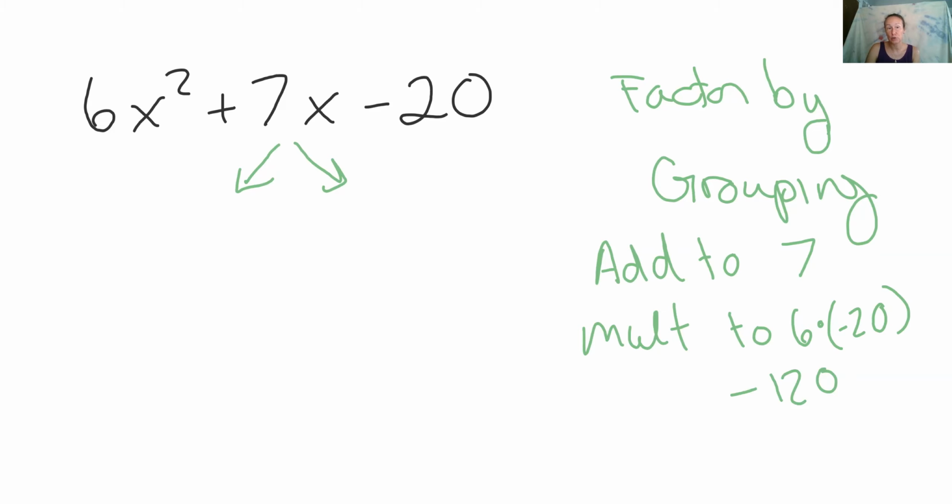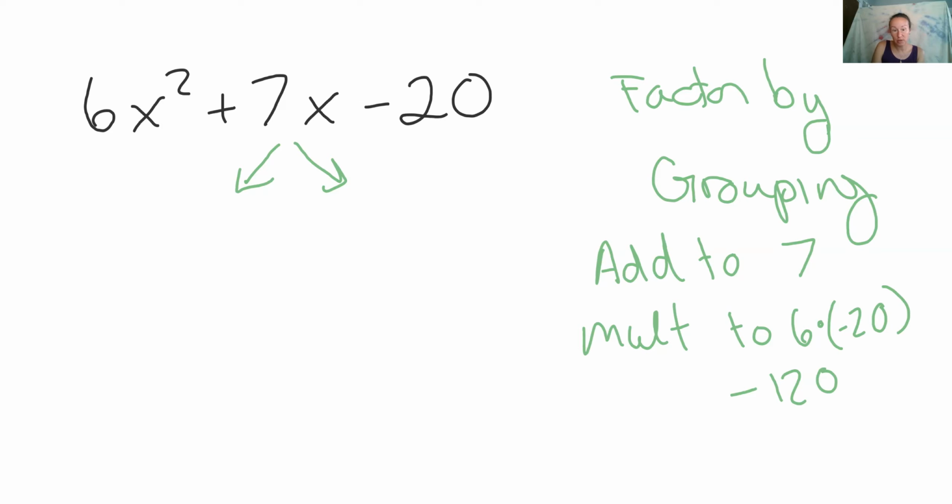So clearly our two numbers are going to be a negative number and a positive number, right? A negative and a positive will multiply to that negative 120, and a negative and a positive, if they differ just by 7, then when they add together, we'll just get that 7, okay?